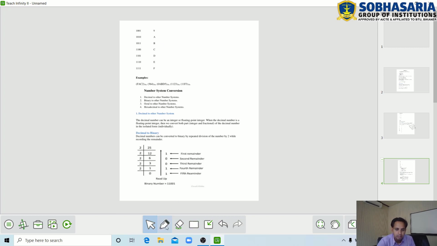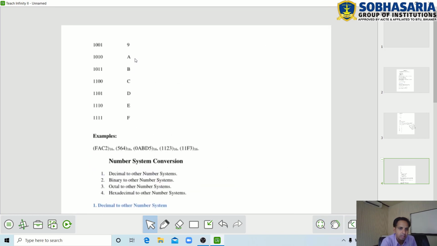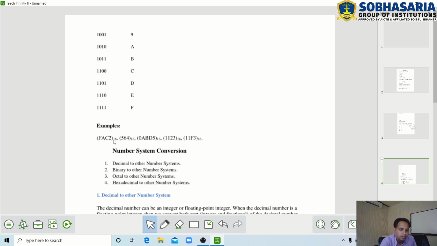Again, further it is defined: hexadecimal 9, and this is a 10. In hexadecimal, A represents 10, B represents 11, then 12, 13, 14 and 15. And here we use an example of the hexadecimal number system. So, these are the basics about the number system.